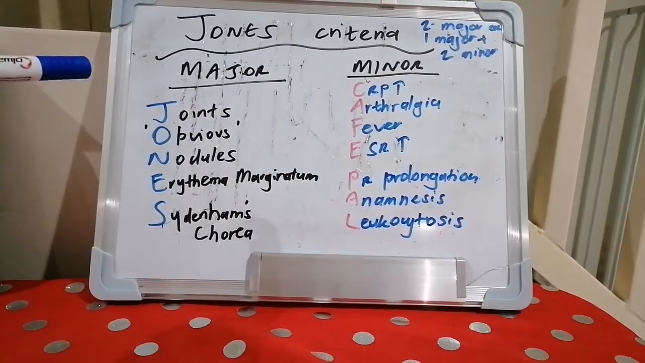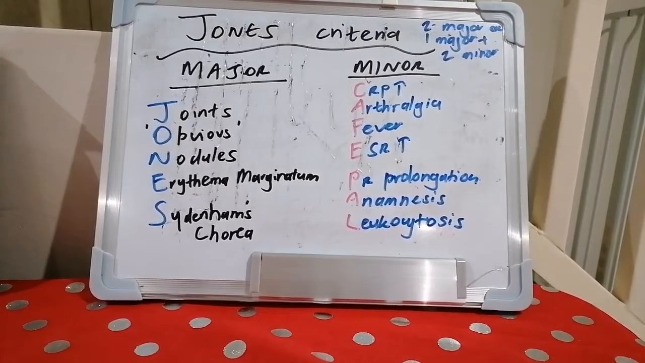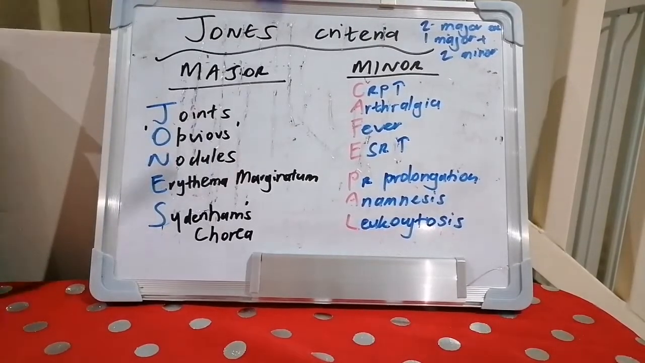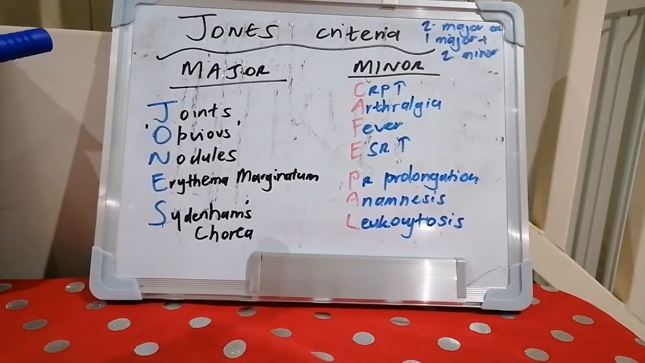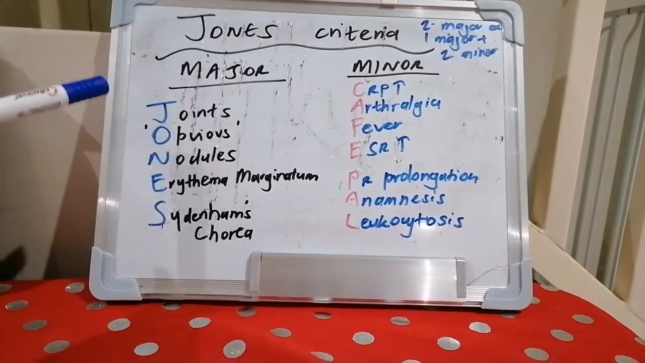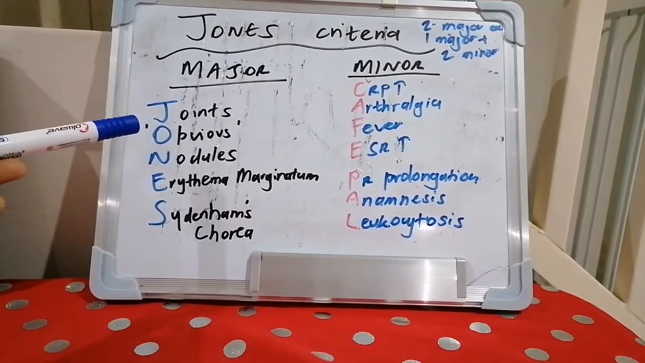So to remember the Jones criteria, remember we diagnose acute rheumatic fever if we have 2 major criteria, or if you have 1 major and 2 minor plus evidence of recent strep infection. We'll talk about that. Major criteria is JONES, right? So J speaks to joints. Joints, remember we have a flitting migratory polyarthritis. O is obvious, which speaks to carditis. Not just carditis, but pancarditis.